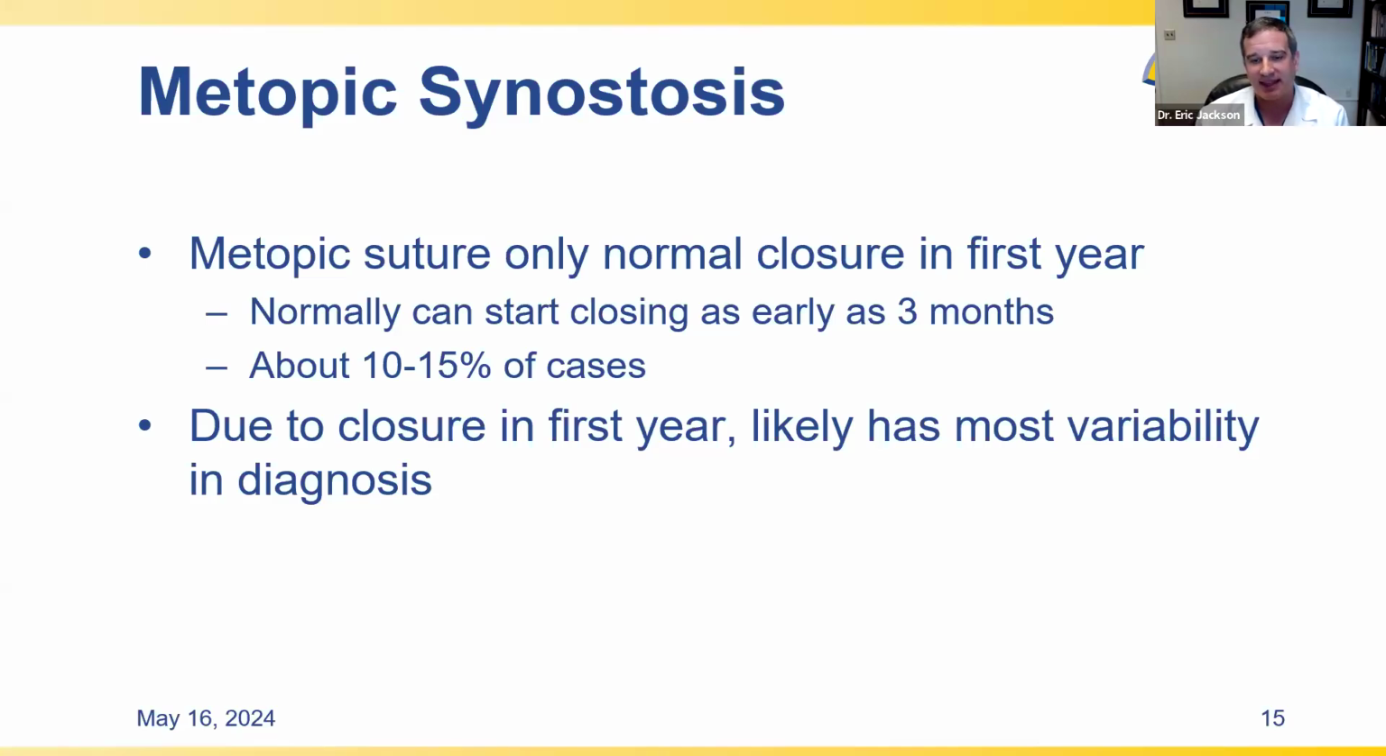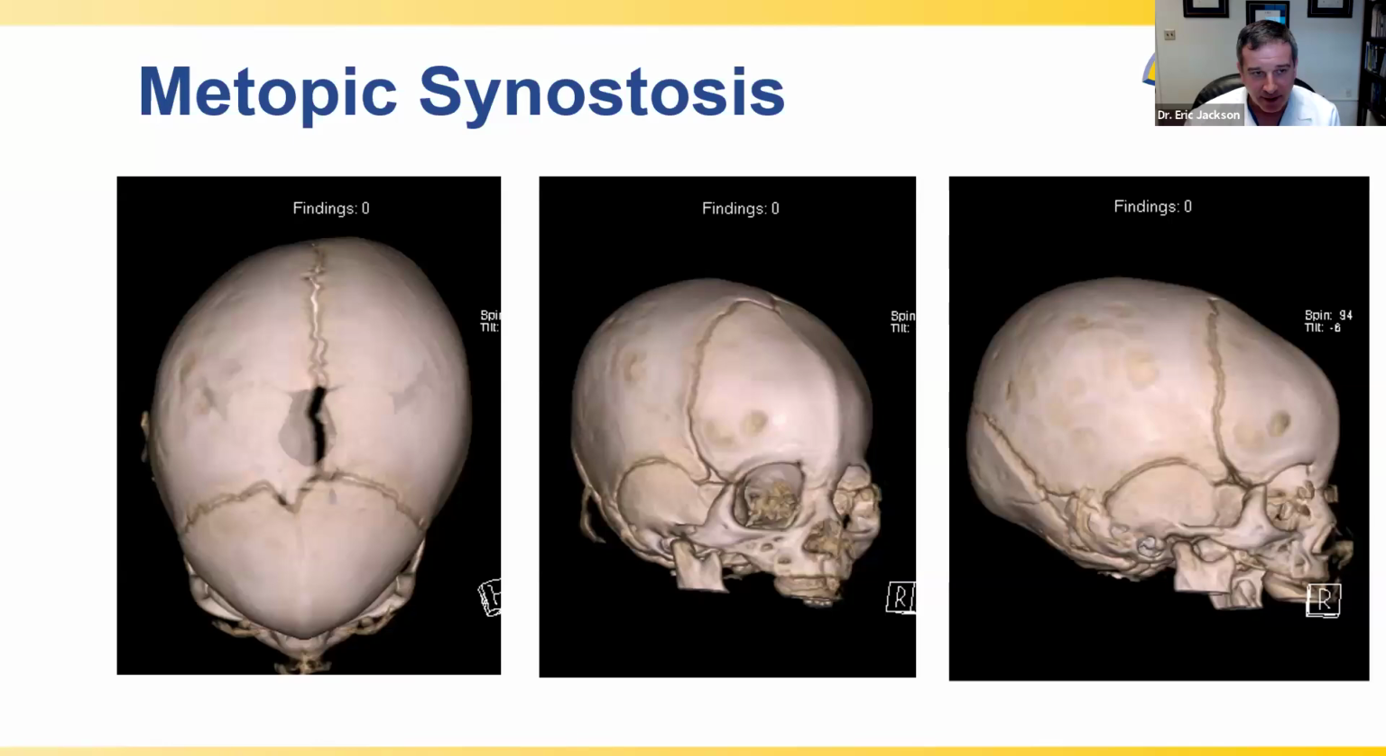So that is something that there's the most variability, and when we talk about metopic synostosis we call it trigonocephaly, where the forehead is a triangle, versus a rounded forehead that has a ridge. And I think there's most of a continuum for the metopic suture because of that early closure. And so here's an example of a CT scan in a patient with metopic synostosis that was born with a triangular head shape, and you can see it's more triangular.